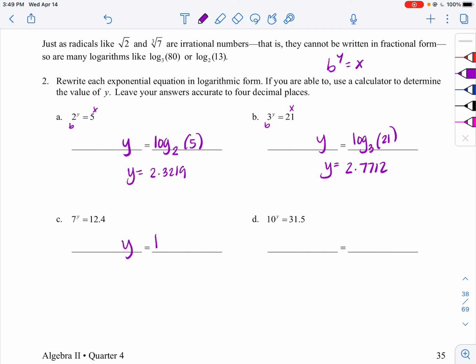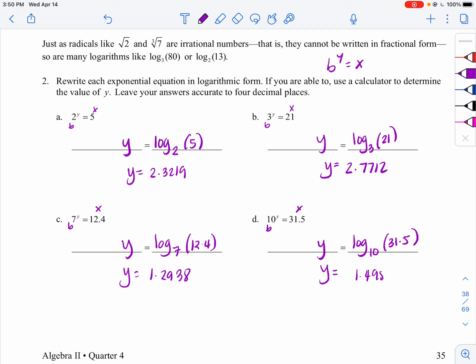So you have y equals, so this is my b and that's my x. Log with a base of 7, 12.4. If you put that in the calculator, you'll get 2938, I think. Okay? And then here you have y equals log. So this is my b and that's my x. So y equals log with a base of 10 and 31.5. In the calculator, you'll get 4983. Okay, there you have it.